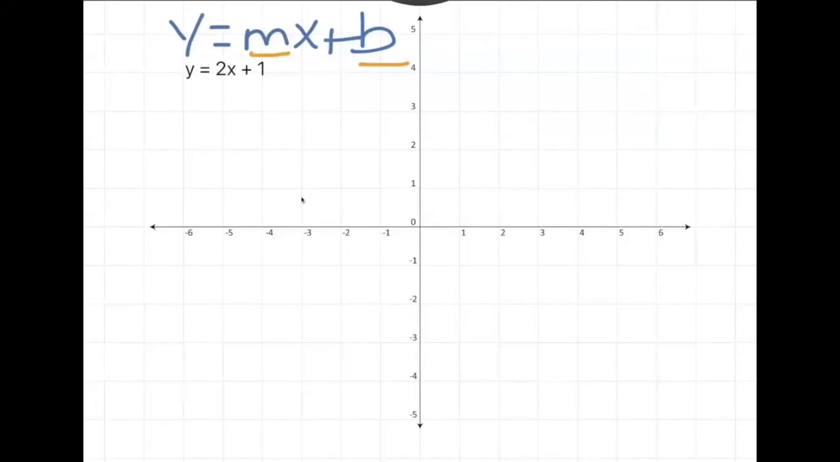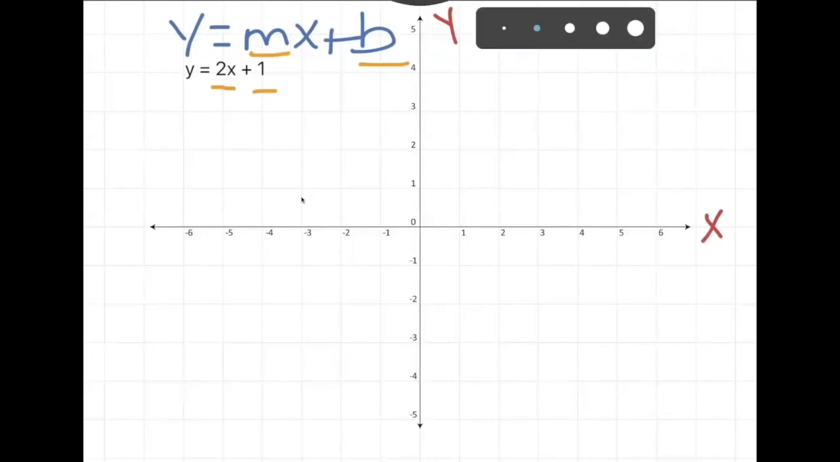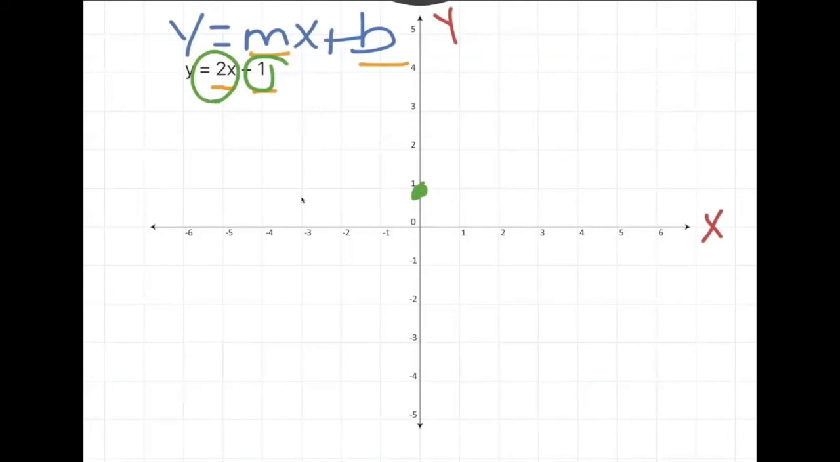Now what you're going to notice about this equation below, do you see that it looks very similar to the formula? So if we're taking a look at this, we're going to see that 2 is our slope and 1 is our y-intercept. So what we can do is we can go over here. We know our y-intercept. We know that this is our x-axis and this is our y. So we know that our y-intercept is a +1. Put a 1 there. And we know that our slope is 2.